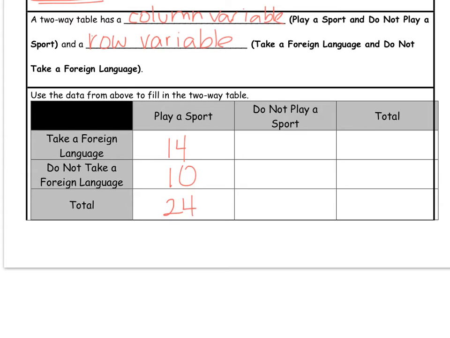So our column variable, what we're identifying here, this box right here, are students who do not play a sport and take a foreign language, and that's 23 students. And then the second row, students who do not play a sport and do not take a foreign language, and that's those three that were over in the corner. So to total up the students who do not play a sport, that's a total of 26 students.